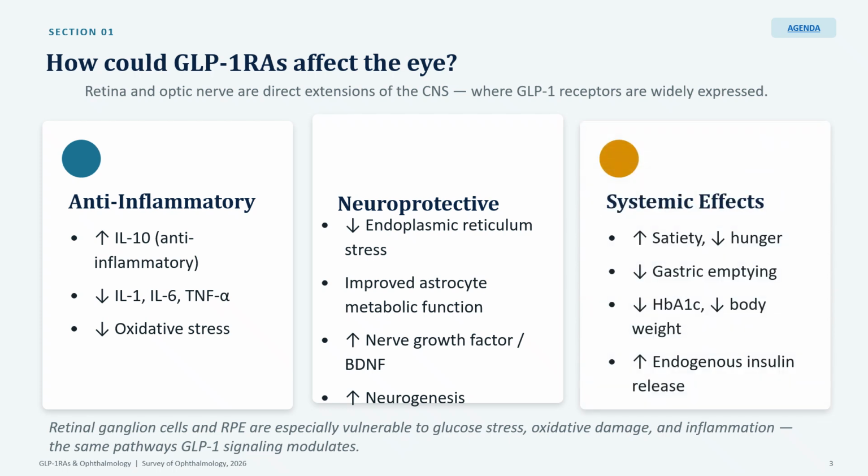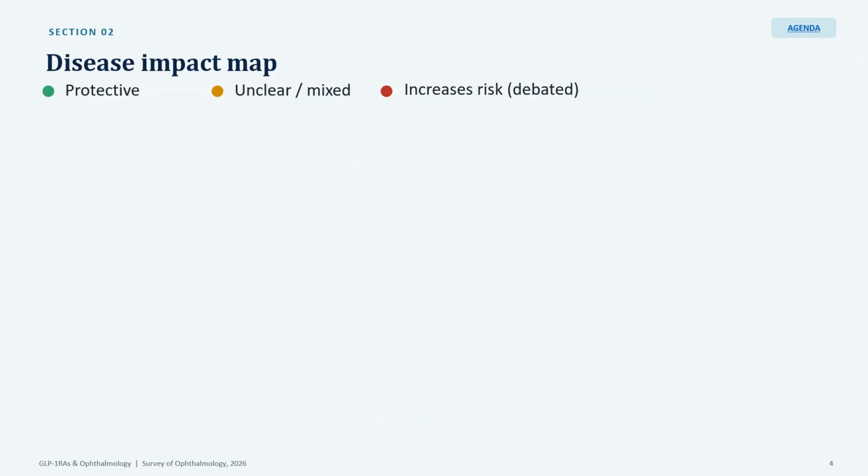They increase nerve growth factor and neurogenesis. They also have some systemic effects: they increase satiety, decrease hunger, decrease gastric emptying, decrease hemoglobin A1C and body weight, and also increase endogenous insulin release. Retinal ganglion cells and RPE are especially vulnerable to glucose stress, oxidative damage, and inflammation, the same pathways which GLP-1 signaling modulates.